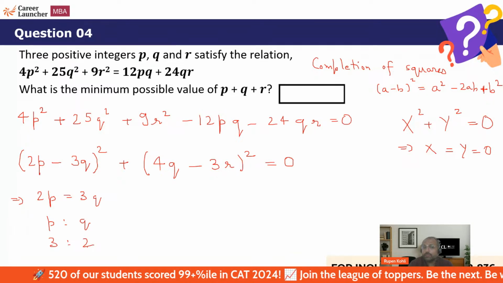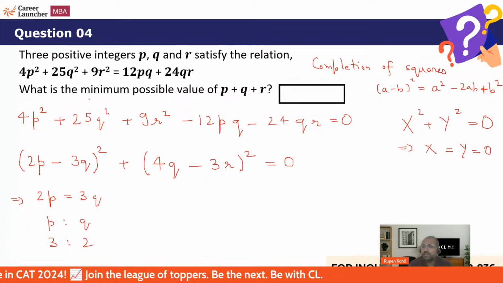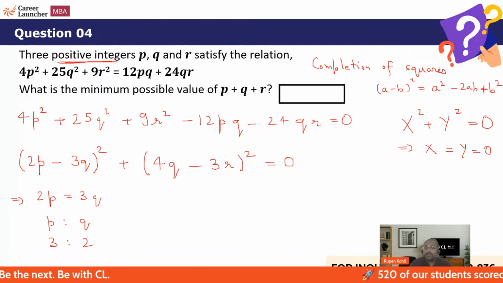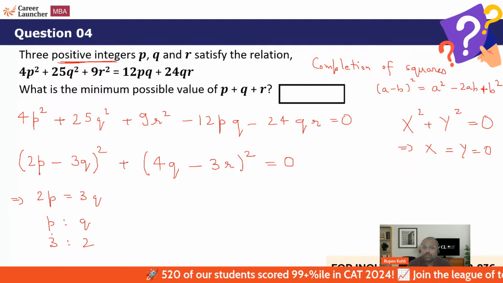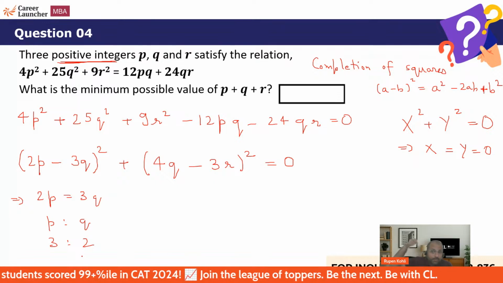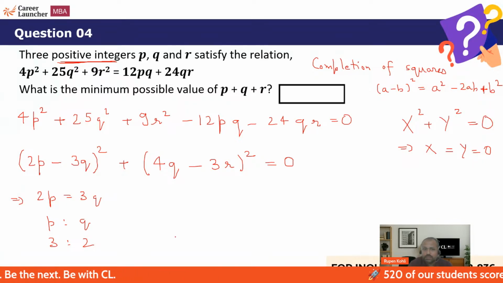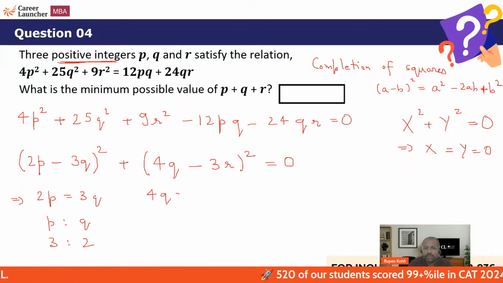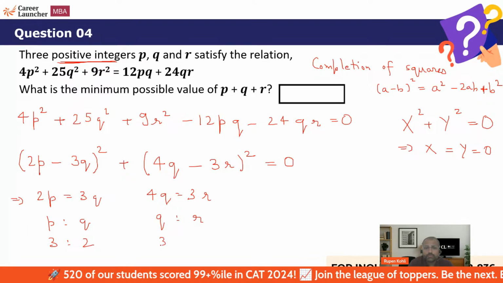Why am I writing the ratio of p and q? Because look at the question. He's asking for the minimum possible value of p plus q plus r. They are positive integers. So given the fact that they are integers, if 2p minus 3q is 0, so p should be a multiple of 3 and q should be a multiple of 2 is the inference. So the minimum possible values of p and q are 3 and 2 itself. But remember, there is not just p and q but r also. So the other term also needs to be 0. 4q therefore should be equal to 3r, or q ratio r is coming to be 3 ratio 4.